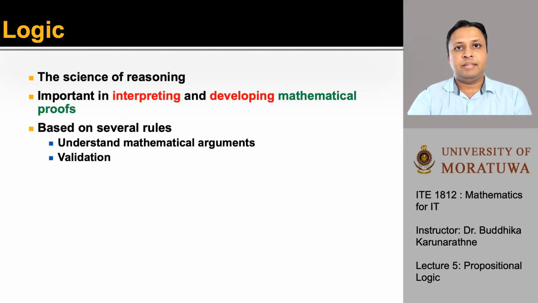So let's first look at what is meant by logic. It is basically the science of reasoning. It is important in interpreting and developing mathematical proofs. You have seen many different types of logics so far in the content that you have learned. Logic is based on several rules, and they help us understand and validate mathematical arguments. So we look at logic in a mathematical context.